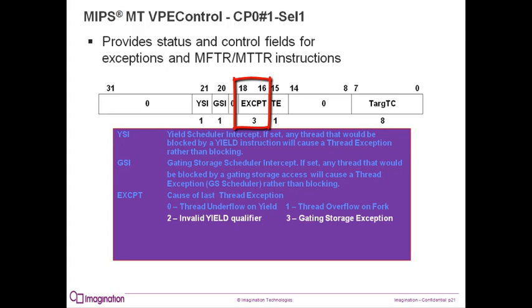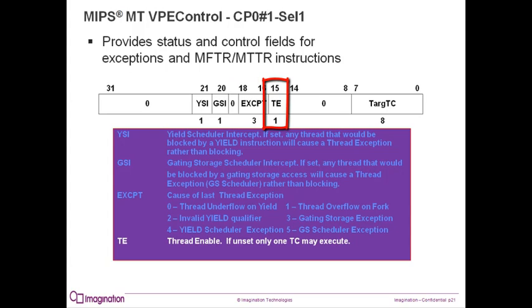A 3 is an exception on gating storage operation when the trap bit of the gating storage cell is set, which would cause the processor to take a gating storage exception on any PV or EF access. I'll cover this later in the inter-thread communications section of this course. A 4 indicates the yield scheduler intercept bit was set when a yield instruction would have caused a thread to block. A 5 indicates the gating storage intercept bit was set when a load or store to gating storage was done.